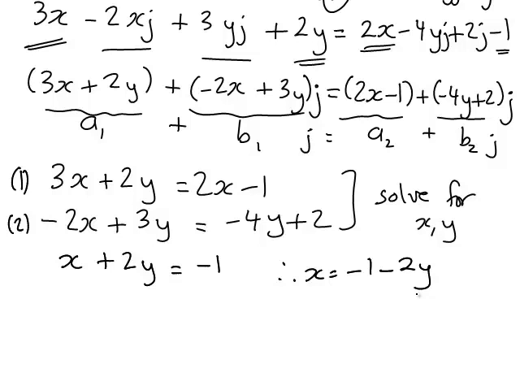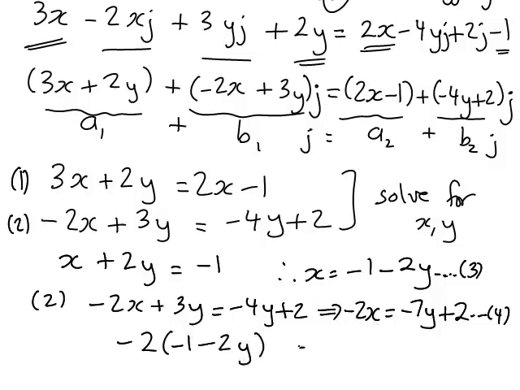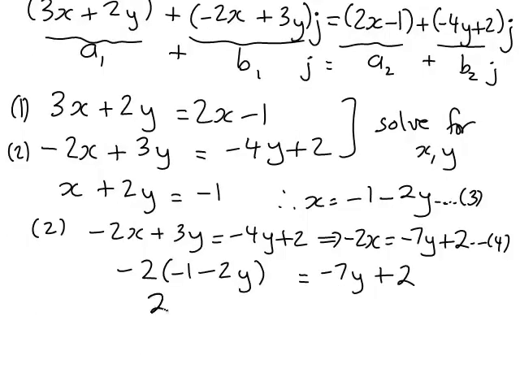So looking at equation 2 now, could simplify that a bit first. Negative 2x plus 3y equals negative 4y plus 2. If we subtract 3y from both sides, that'll just look a little bit simpler, giving negative 2x equals negative 7y plus 2. And if we call these results 3 and 4, we could then, for instance, substitute the right-hand side of 3 in here to get negative 2x becomes negative 2 times (negative 1 minus 2y). And on the right in equation 4, we still have negative 7y plus 2, which becomes 2 plus 4y equal to negative 7y plus 2.